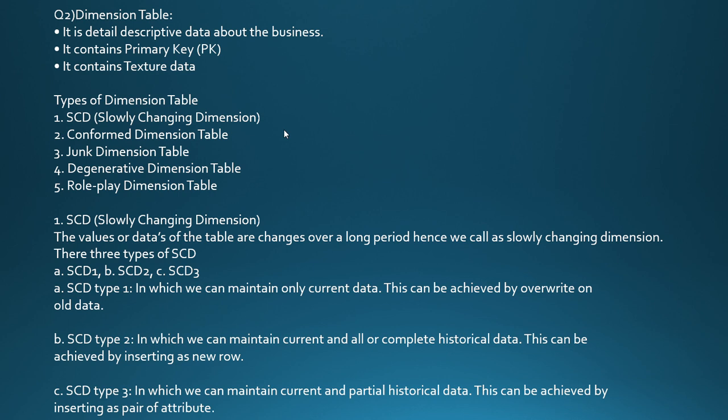First one is SCD, slowly changing dimension. The values or data of the table changes over a long period, hence it is called slowly changing dimensions. There are three types: SCD type 1, SCD type 2, SCD type 3. SCD type 1, in which we maintain the current data, and this can be achieved by overwriting the old data. SCD type 2, in which we maintain the current data and complete historical data. This can be achieved by inserting a new row. SCD type 3, in which we maintain the current data and partial historical data. This can be achieved by inserting a new pair of attributes, a new column.